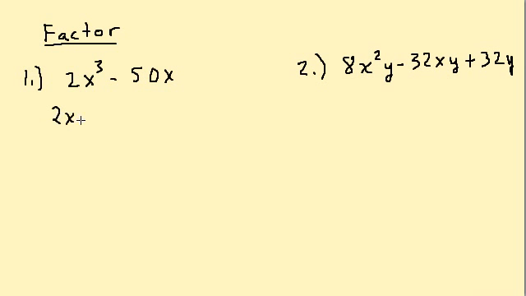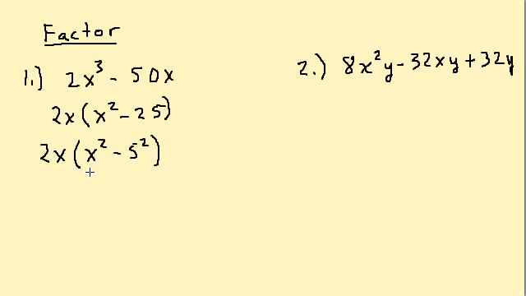So if I factor out the 2x, I'm left with x squared minus 25. Okay, but I'm not done factoring, because the x squared minus 25 will factor. X squared minus 25 is a difference of two squares. So I can rewrite x squared minus 25 as x squared minus 5 squared. And see, I have the difference of two squares.